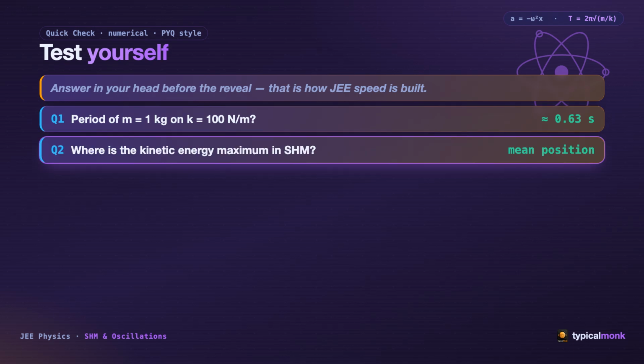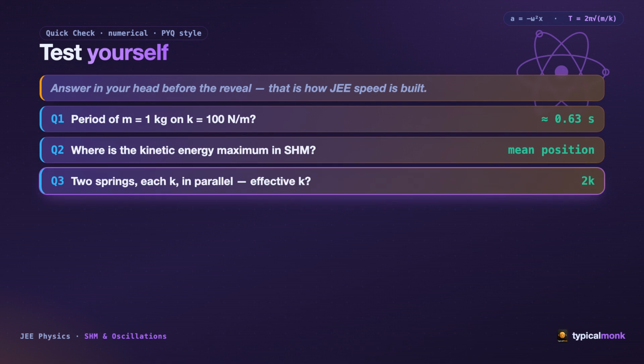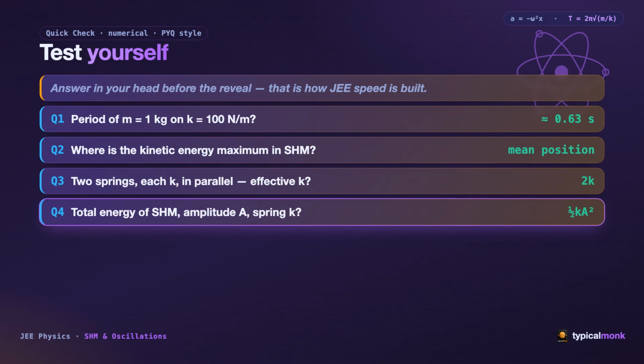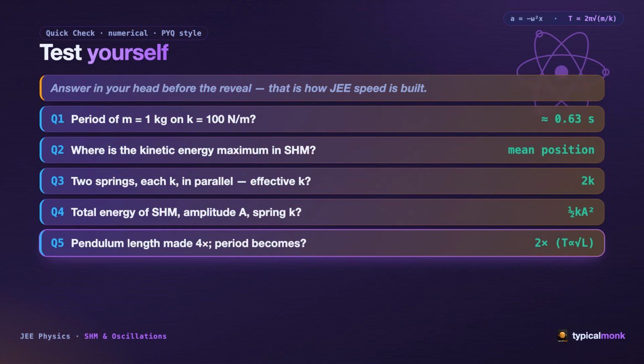Question 2. Where is the kinetic energy maximum in SHM? At the mean position. Question 3. Two springs, each of stiffness k, joined in parallel, the effective k, 2k. Question 4. The total energy of SHM, amplitude A, spring constant k, half k a squared. And question 5. A pendulum's length is made 4 times longer. The period becomes 2 times because the period goes as the square root of the length.